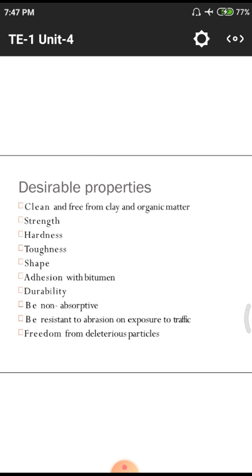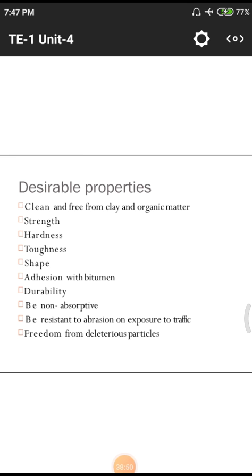After that, toughness. Hardness is some quantity of value with respect to roughness, and toughness means particle to particle friction. That is called the toughness value. When we keep two particles side by side, they will have some quantity of toughness value. After that, shape. Previously we discussed that for shape we have to choose angular aggregates, not rounded aggregates. Next one, adhesion with bitumen.